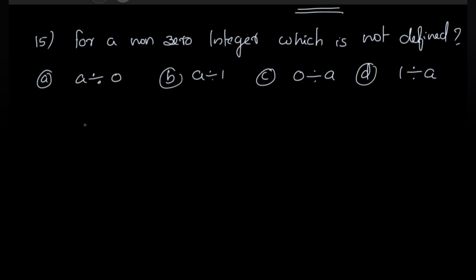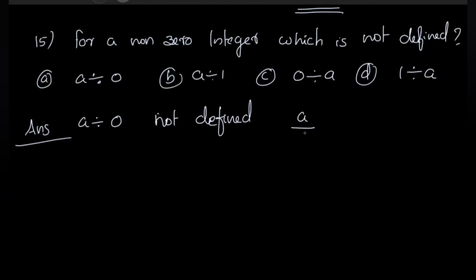A divided by 0. For a non-zero integer, which is not defined? That is A divided by 0. Here option A is the answer itself. From the first option itself we can see that A divided by 0 is not defined, because division by 0 has no value. It is equal to infinity. So option A is the answer. That is, A divided by 0 is not defined.